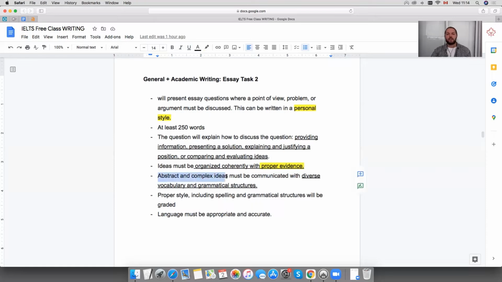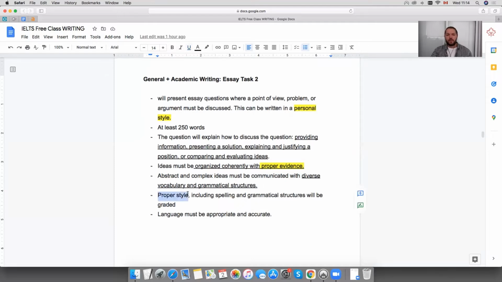Our abstract and complex ideas, which hopefully we have many because we're on the academic side, maybe on the general, we're not so abstract or so complex, but all these ideas need to be communicated with diverse vocabulary and grammatical structures, just like we talked about for our speaking. We don't want to be repetitive, not just with our vocabulary, but we don't want to be repetitive with our sentence structure, with our grammatical choices. We want to have a wide variety to really show off these ideas that we have.